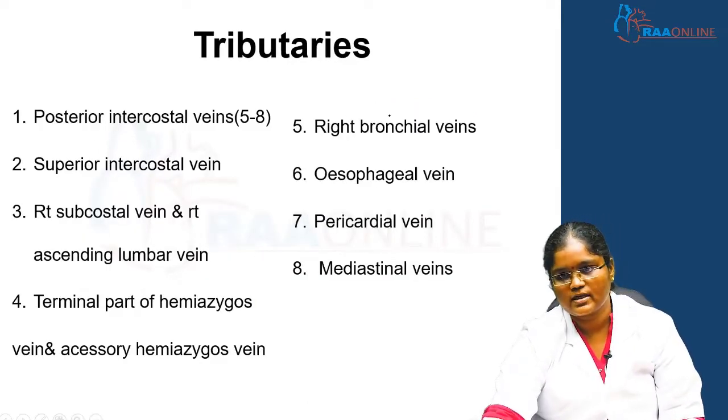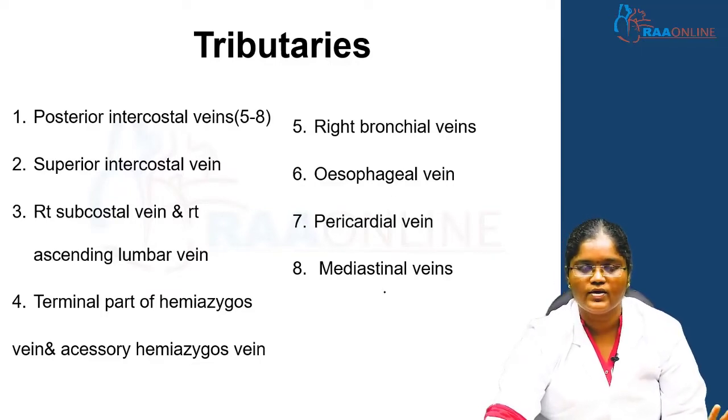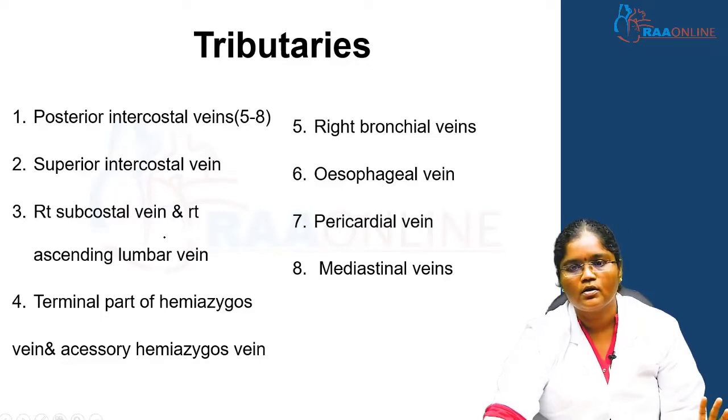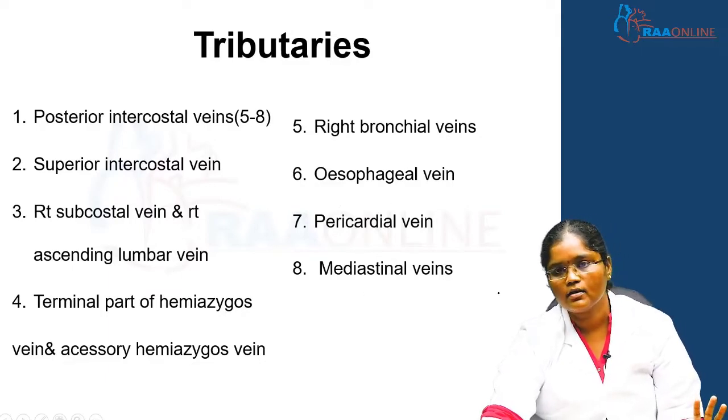What are the structures present in the thorax? That is the right bronchial vein, esophageal vein, pericardial vein, and mediastinal vein. So these are the tributaries of the azygos vein. We can subdivide the tributaries into tributaries in the abdomen or formative tributaries, and tributaries in the thorax. So many tributaries are present in the thorax: intercostal, hemiazygos, accessory hemiazygos, right bronchial, esophageal, pericardial, and mediastinal veins.